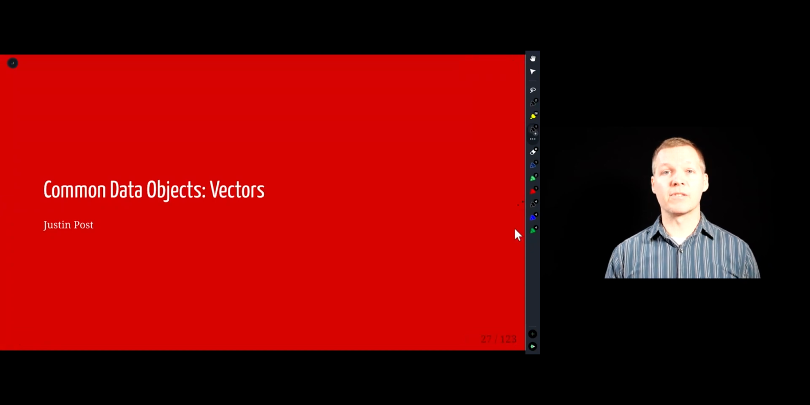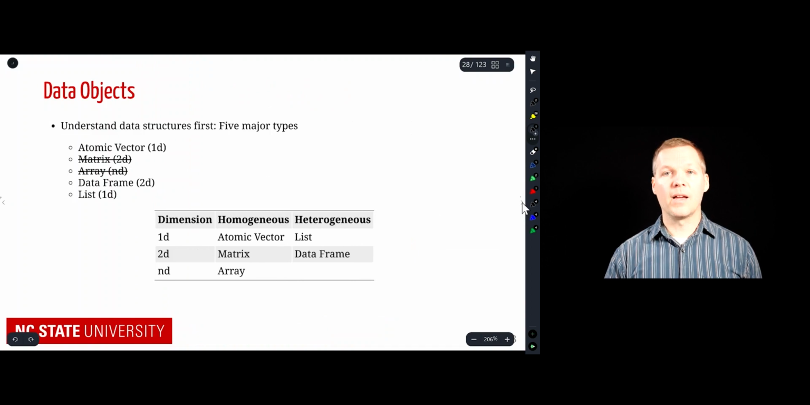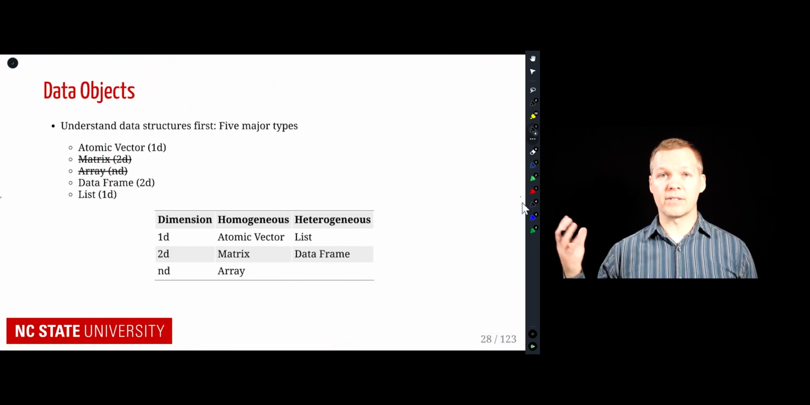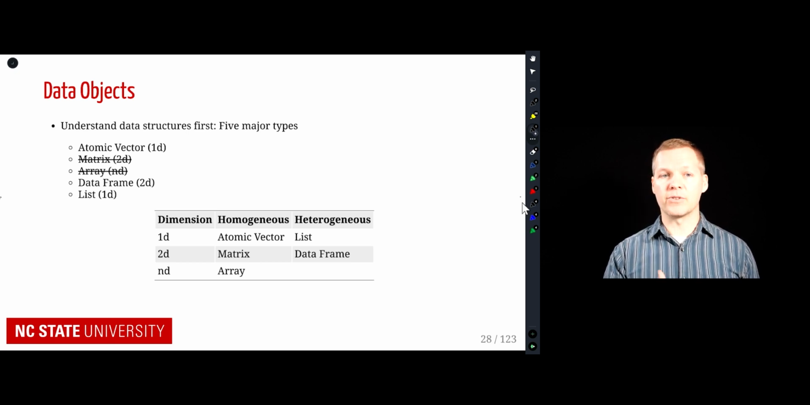Welcome. This video covers the common data object called a vector in R. Now, we've talked about the idea that we have this raw data that we want to import into R. And so we need to understand how R commonly stores data like that. There are 5 very commonly used data structures in R, and we're going to cover 3 of them.